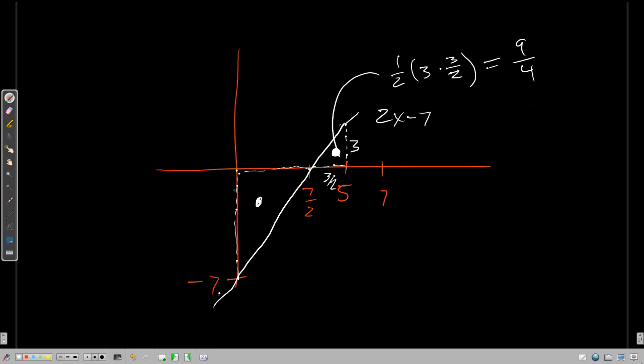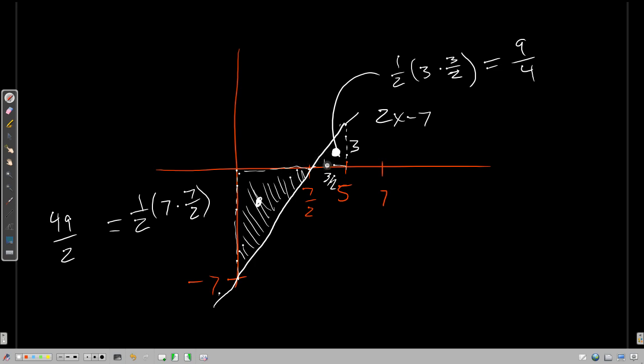And this area over here is just half of a rectangle with side lengths of 7 and 7/2. And so you get 49 over 2. Then all of this positive area together, the area of those two triangles together, is 53 over, sorry, this is not 49 over 2, it's 49 over 4. It's 53 over 4 is our total.